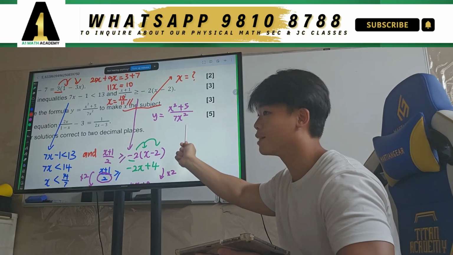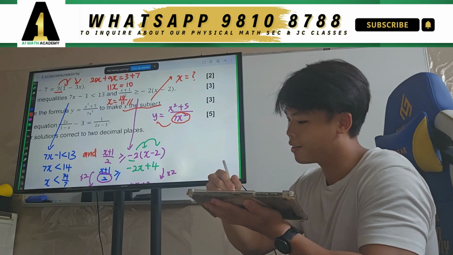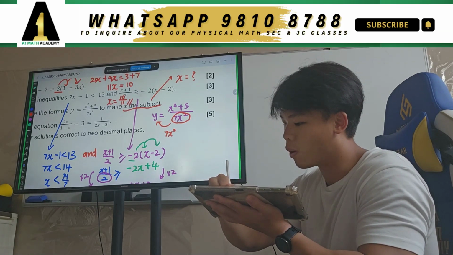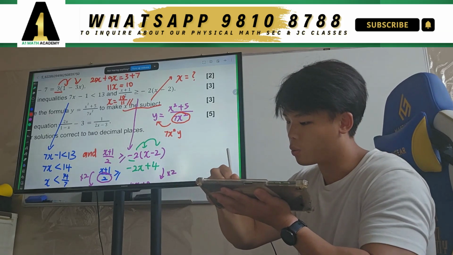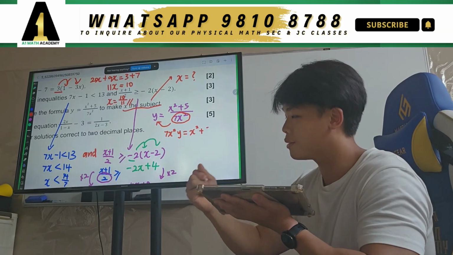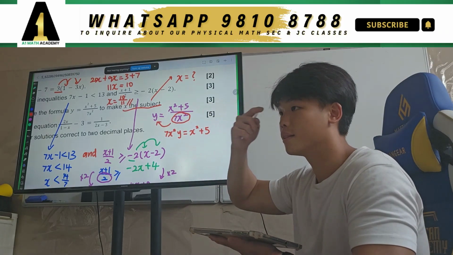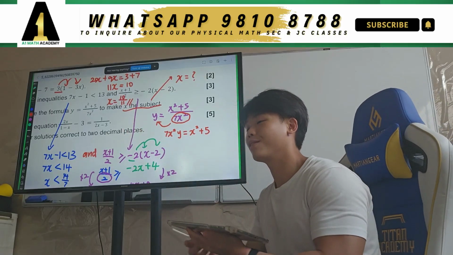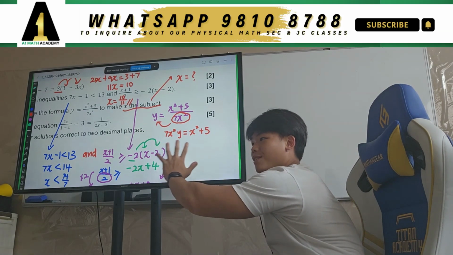You times this to the other side. So you multiply this whole thing to the other side. So what will you get? You get 7x squared y, when you multiply to this side, equals to x squared plus 5, when we multiply the denominator to the other side. Okay, then next, what will you do? If you want to make x the subject, it means we want to bring all the x terms to the left side, ideally.